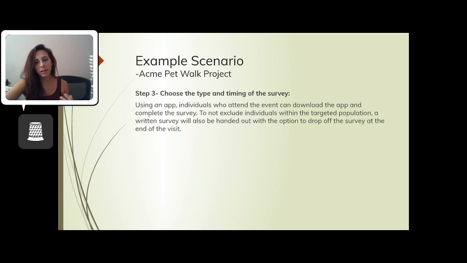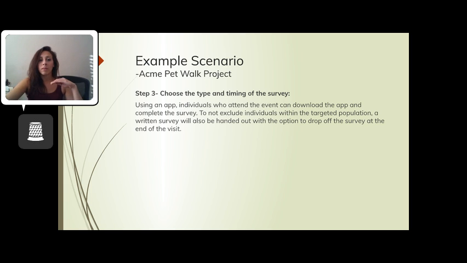So the third step, you're going to choose the type and timing of your survey. For this project, for example, we're going to use an app. We're going to set up an app for people to download and they can fill it out at their leisure. But there's a problem with that, right? Not everyone's going to have a phone. Maybe there's a family, only 2 people have a phone. It's the parents and the kids don't have it, but maybe the kids want to participate.